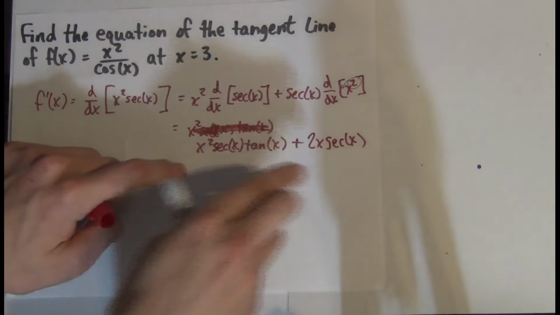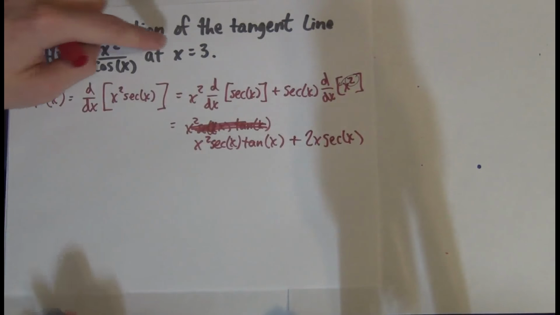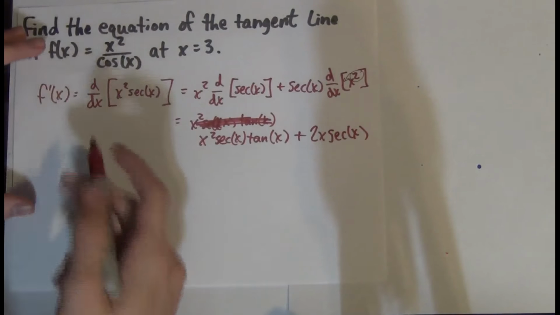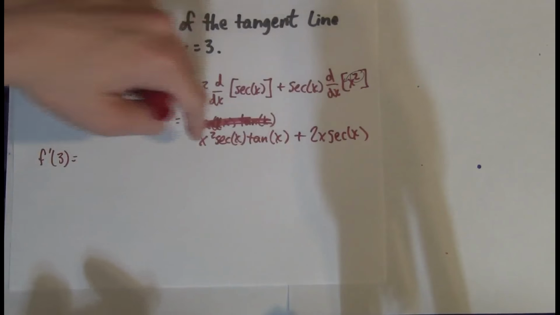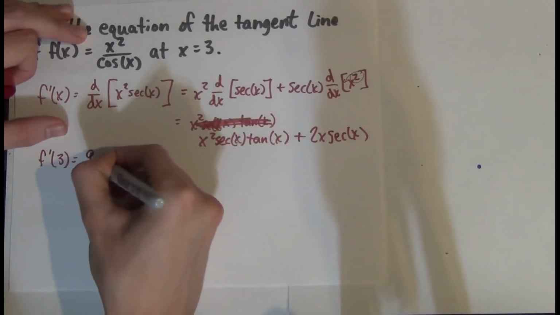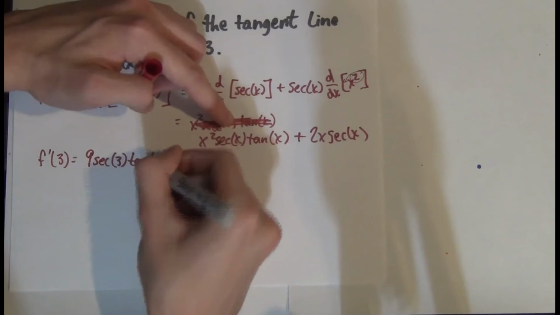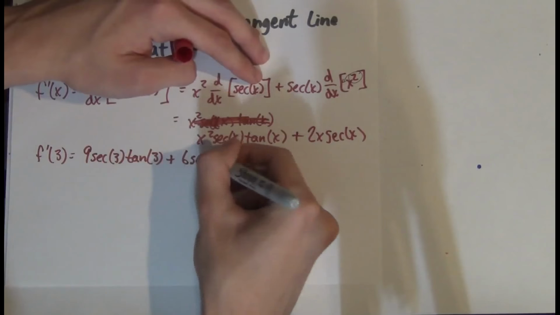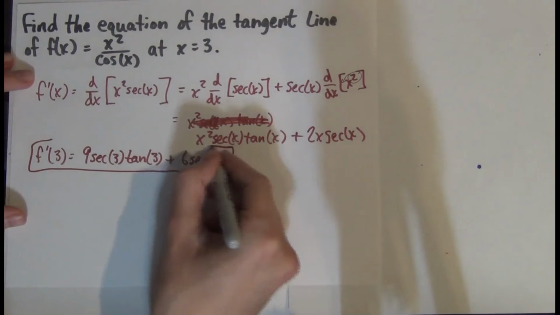That's my first derivative. If I plug in any x value, I will get the slope at that point. Well, I have an x value, x equals 3. So in order to evaluate what the slope is, I just plug in f prime of 3. I take this equation, and everywhere I see an x, I put a 3. So this would be 3 squared, which is 9, secant of 3, tangent of 3, plus 2 times 3, which is 6, secant of 3. And that is the slope of this tangent line.